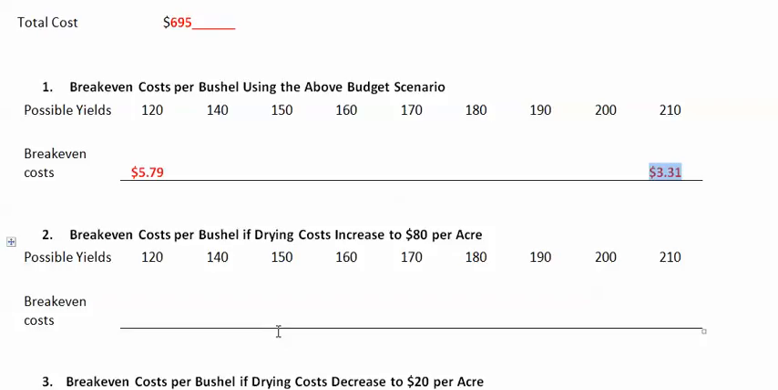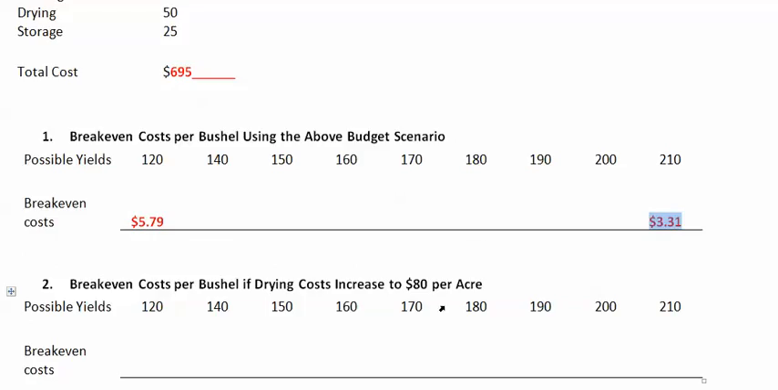So, pretty simple. Now in question 2, I ask you to make the adjustment if drying costs increase. That's one cost that's kind of hard to predict because we don't know if we're going to have a year where the corn comes out of the field wet or it's going to be dry. Well, in this case, we predicted a drying cost of $50 an acre. In scenario 2 here, we have a drying cost of $80 an acre. So we had a wet year, wetter than expected. So we increased drying costs by $30.